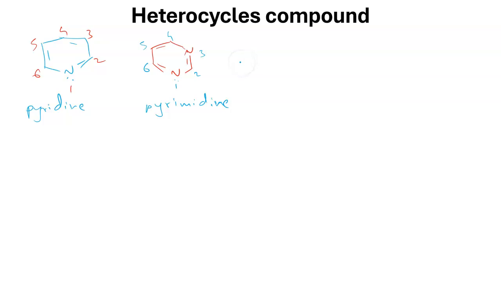Now there are some more compounds in the same class. One will contain the heterocyclic 6-member ring, but the nitrogen position will change, and the change in position will be at the 4th position.